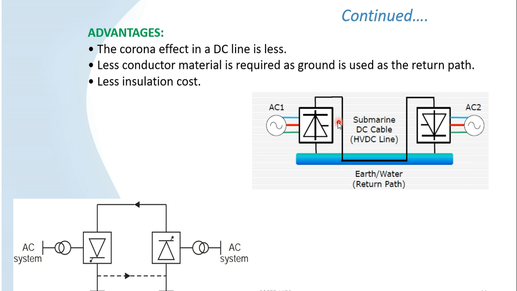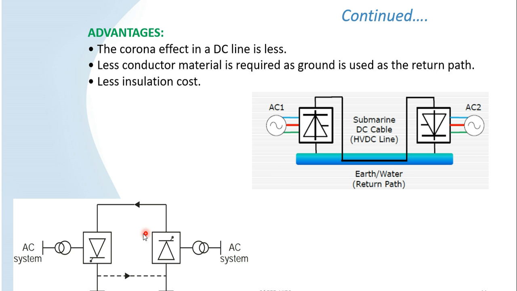Here it shows the figure of monopolar structure. Here it is used in submarine cable transmission system. Here AC is generated, rectified, and it is transmitted through a single conductor, and here it is inverted to AC and distributed. Here the return path is water. So there is only one cable required.